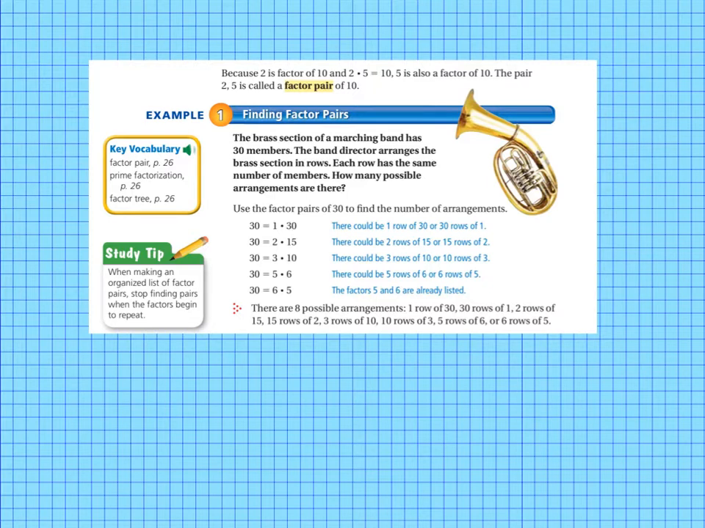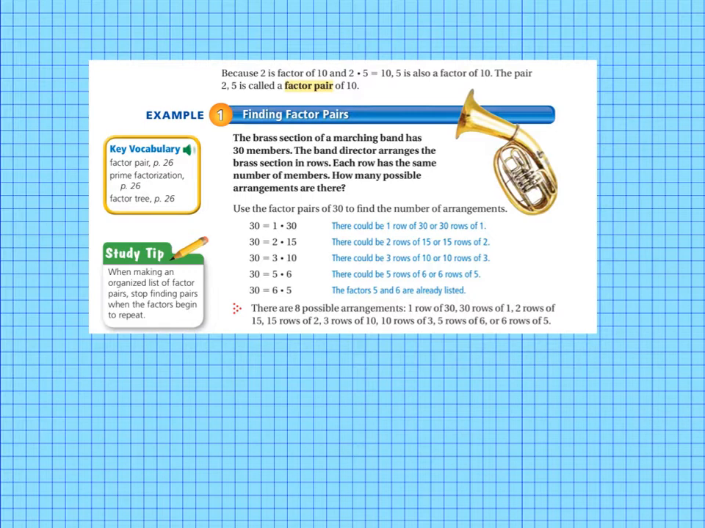You could multiply 1 by 30. So there could be one row of 30 or 30 rows of 1. You could multiply 2 times 15. So there could be 2 rows of 15 or 15 rows of 2. You could multiply 3 times 10. There could be 3 rows of 10 or 10 rows of 3. You can multiply 5 times 6. There could be 5 rows of 6 or 6 rows of 5. And then you get to 6 times 5.